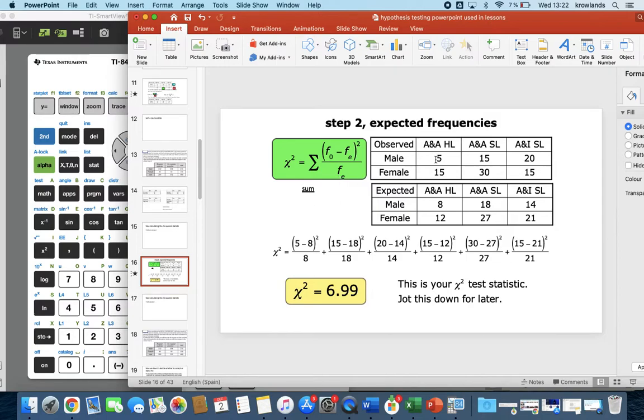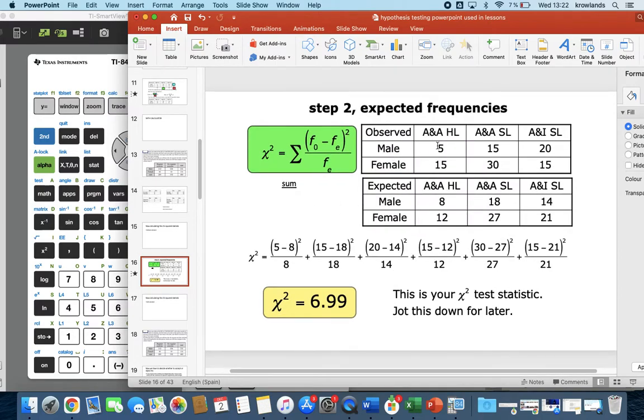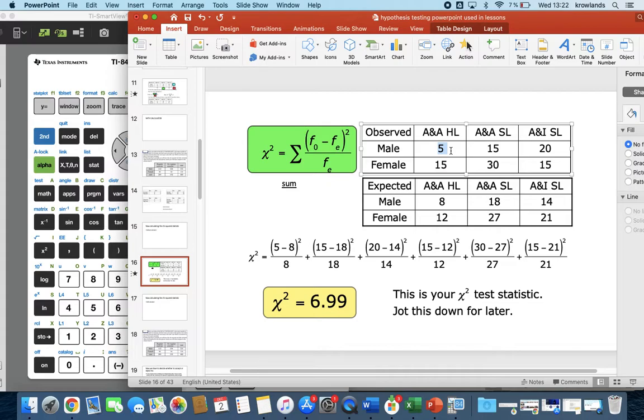So let's go over the first fraction. Again, if you were doing your IA, you would have to do it this method. We're going to take the observed, which is 5, which is why we've got a 5 here. We're going to minus the 8, which is where we've got an 8 here, and then we're going to divide it by 8. That will give us the first step of this calculation in calculating chi-squared.